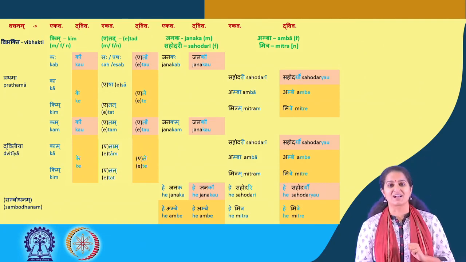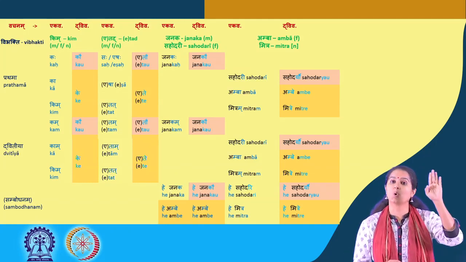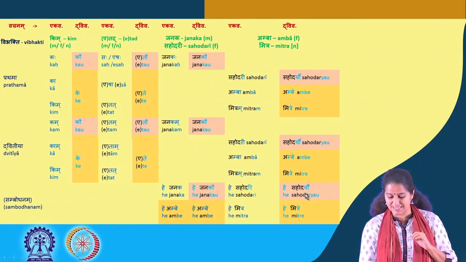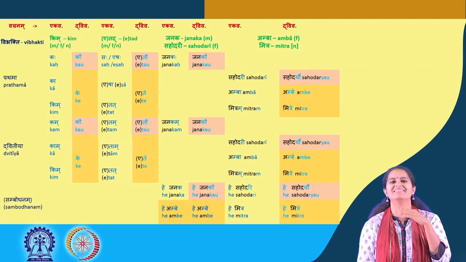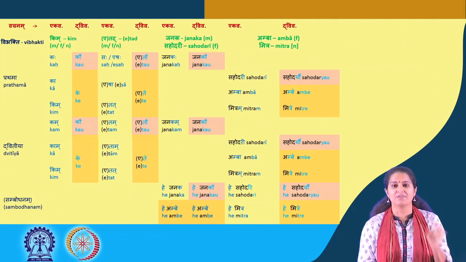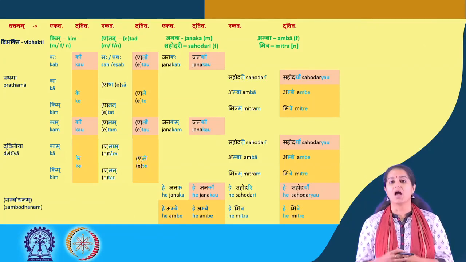We have he janaka becomes he janakau. He sahodari becomes he sahodaryau, like you can see there. And finally we have he ambe becomes, the good news is it stays the same. So he ambe in the singular vocative is the same for the dual vocative. So it is he ambe, and for the word mitra it is he mitra becomes he mitre. Uttamam. Tari spashtam asti. Kinchit abhyasam kurvantu.